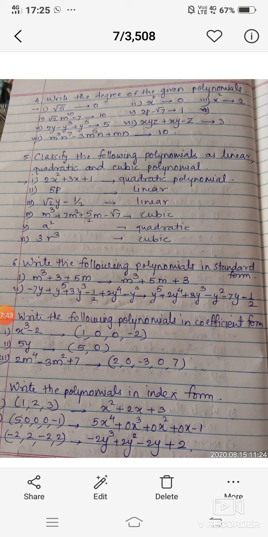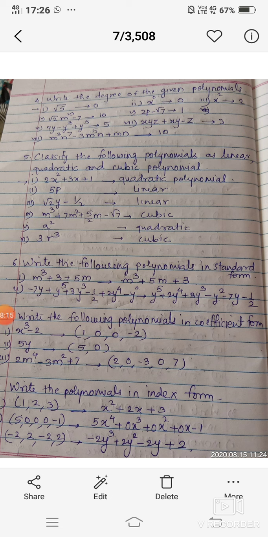Next, write the following polynomials in coefficient form. Now coefficient form and index form are very important in the synthetic division method. So first is x cube minus 2. Now the degree is 3, so the number of coefficients must be 4. So x cube, then x square, x and then the constant. But the middle two terms are absent, so we take 0, 0. So we write the coefficients: x cube, coefficient 1, x square is absent so it is 0, x is absent so 0, and minus 2.